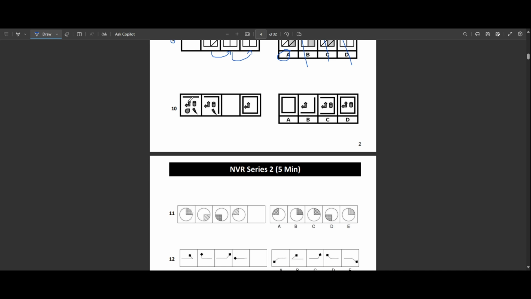Question 10. The line is growing. You got a top line and then there's a line on the right. We should have 1, 2, 3, which is only option C.